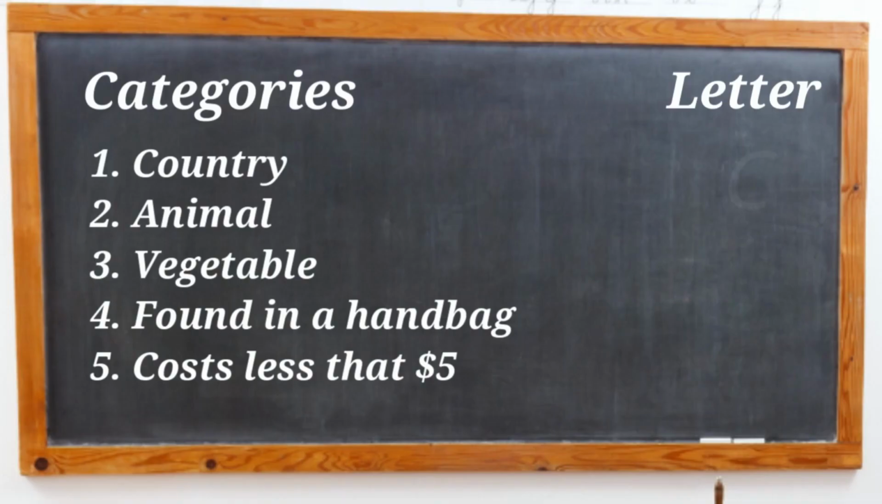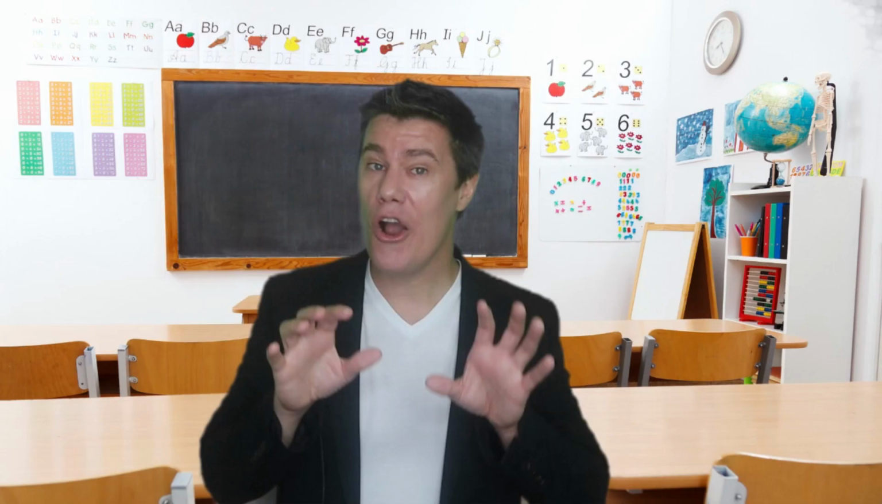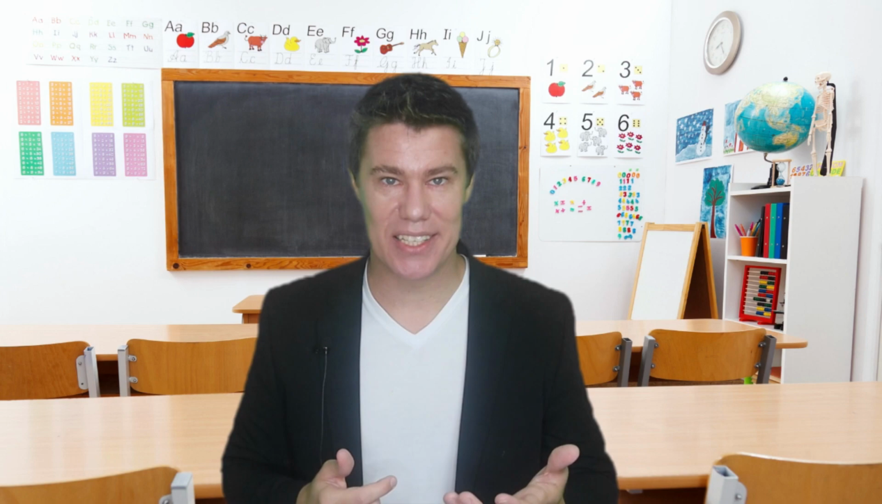For example, the letter C. They have to think of words starting with the letter C for the given categories. Country: China. Animal: cat. Vegetable: cucumber. Only unique answers score points, challenging students to think outside the box.